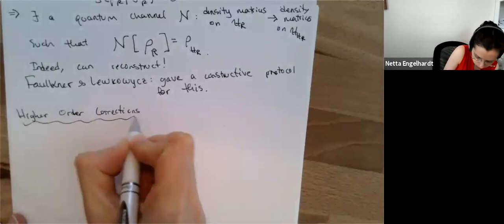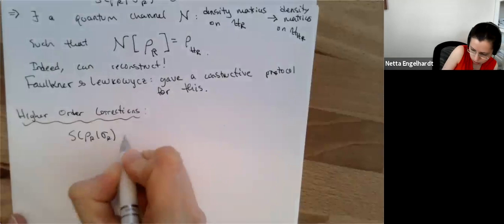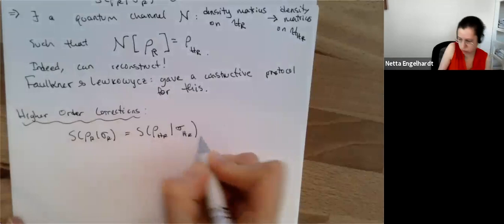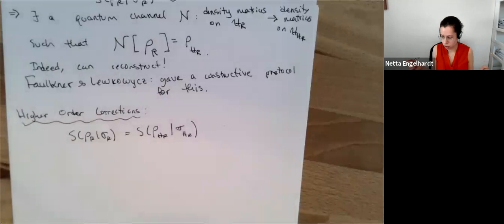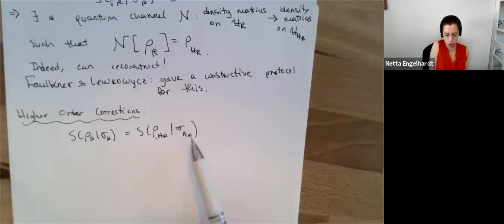So let's consider again the statement S(rho_R) minus S(sigma_R) equals S(rho_HR) minus S(sigma_HR). And now we're working to all orders in perturbation theory. If we're including all quantum corrections, then the quantum extremal surface in this state does not have to be the same as the quantum extremal surface in this state. I'm going to see if I can draw a picture without it being too busy.